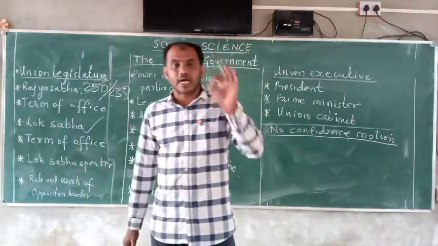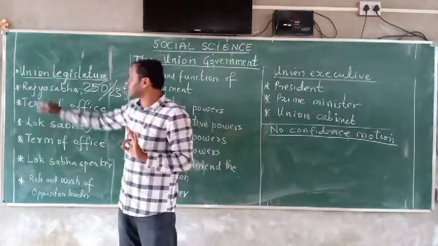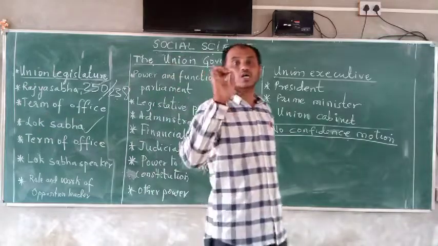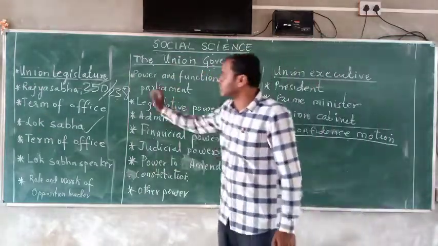The house should meet at least twice in a year. The Rajya Sabha should meet at least twice in a year.